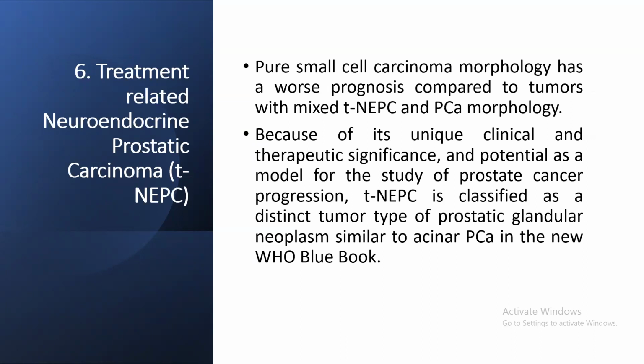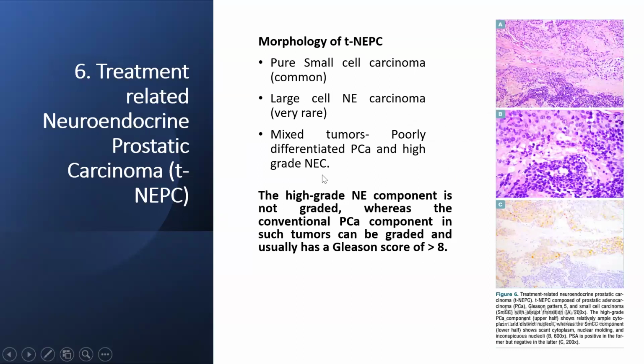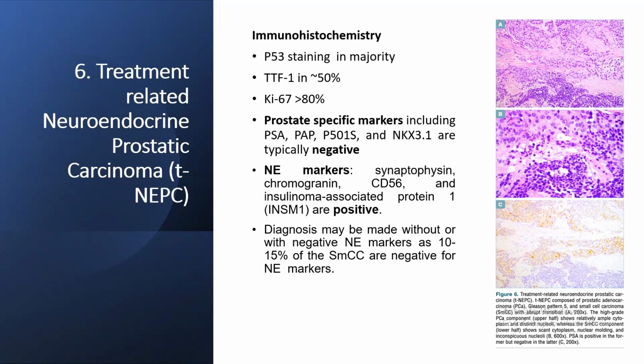The large cell component is very rare. The small cell carcinoma component, we all know, will show the morphology of small cell carcinoma elsewhere, and it also shows the small cell features. For example, the neuroendocrine markers will be positive, as well as TTF1 positivity on immunohistochemistry. So P53 staining will be positive, TTF1 will be positive, and Ki67, as we expect in any neuroendocrine carcinoma, will be more than 80%. Prostatic markers will be negative, and the neuroendocrine markers will be positive.